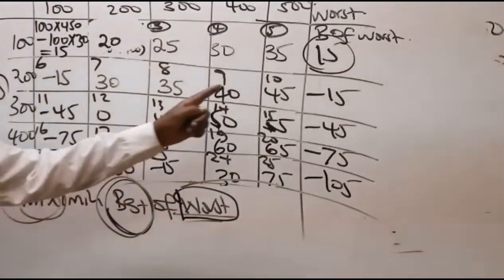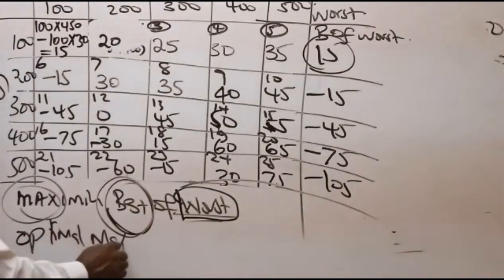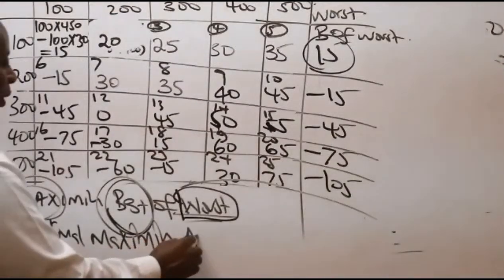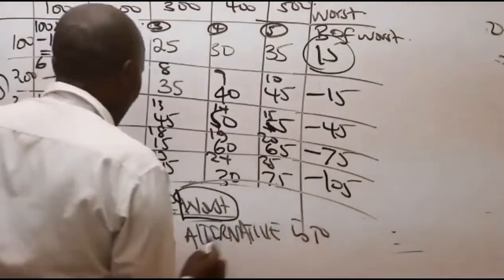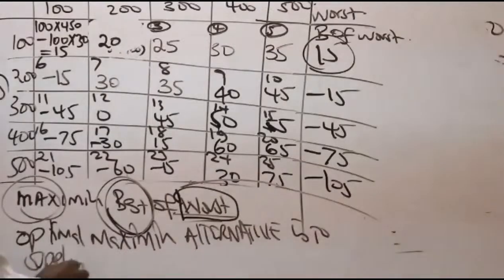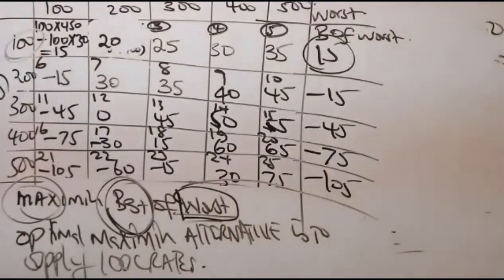So if it is the best of the worst, what does it correspond to here? It corresponds to 100 crates. So you're saying here that the optimal alternative is to supply 100 crates. Are we together up to there, my friends? Yes. Thank you very much.